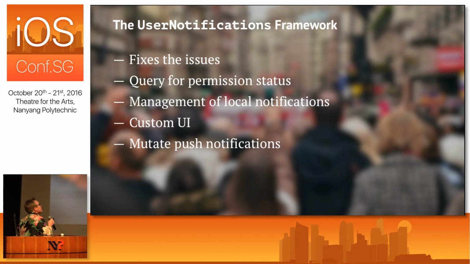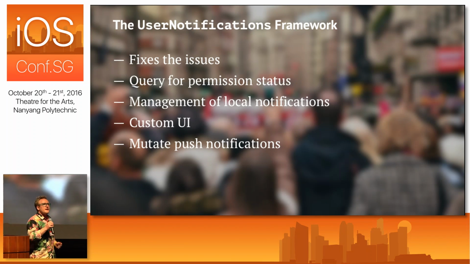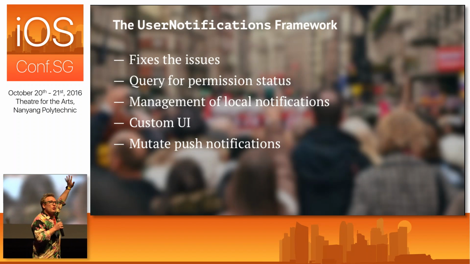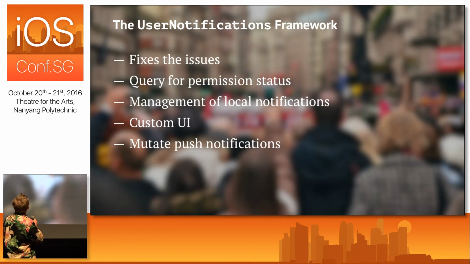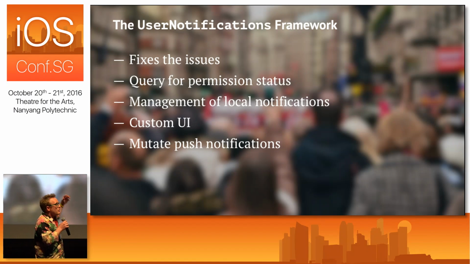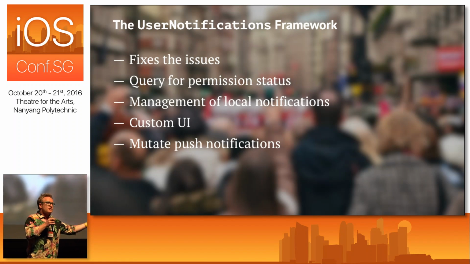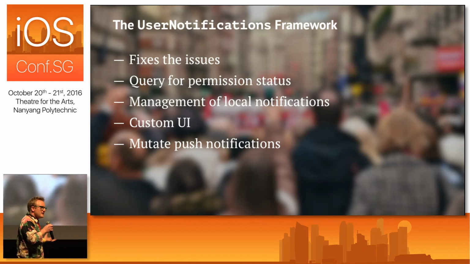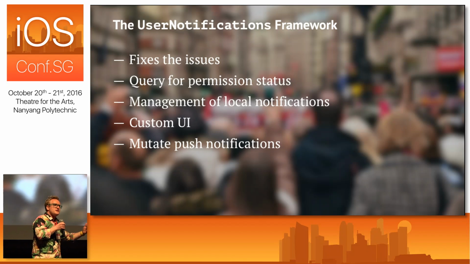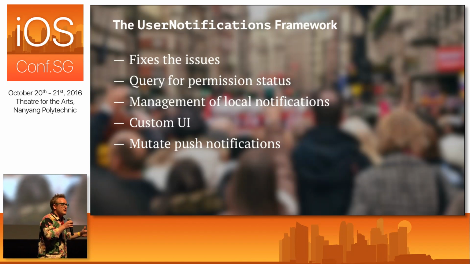So, new in iOS 10 is the user notifications framework, which fixes all of those issues. And we'll see roughly what that means in a minute. You can also query for the permission status. So if you're inside your app and you want to know, what am I allowed to display? If I try and display a local user notification, what will they see? What have they allowed me to show? That's quite useful, right? Am I allowed to do badges, alerts, banners, sounds, all that kind of stuff? I can now find out really easily.